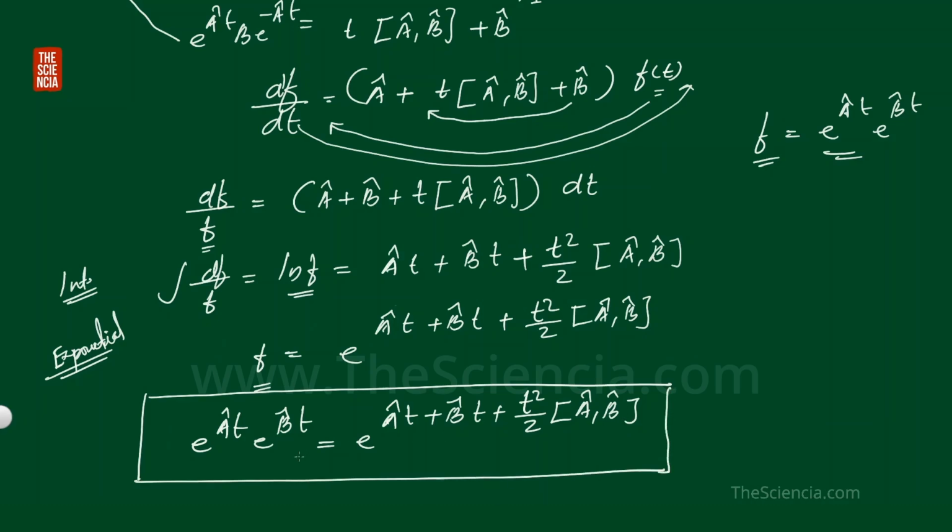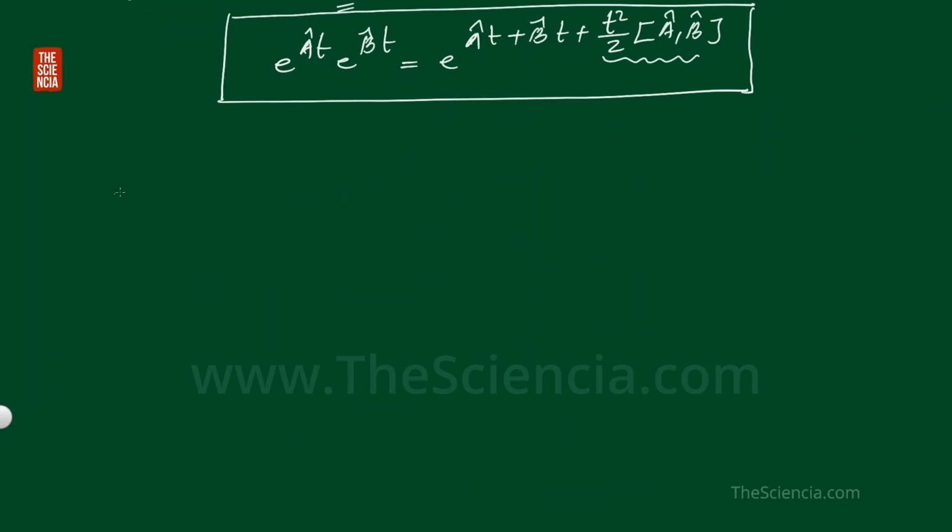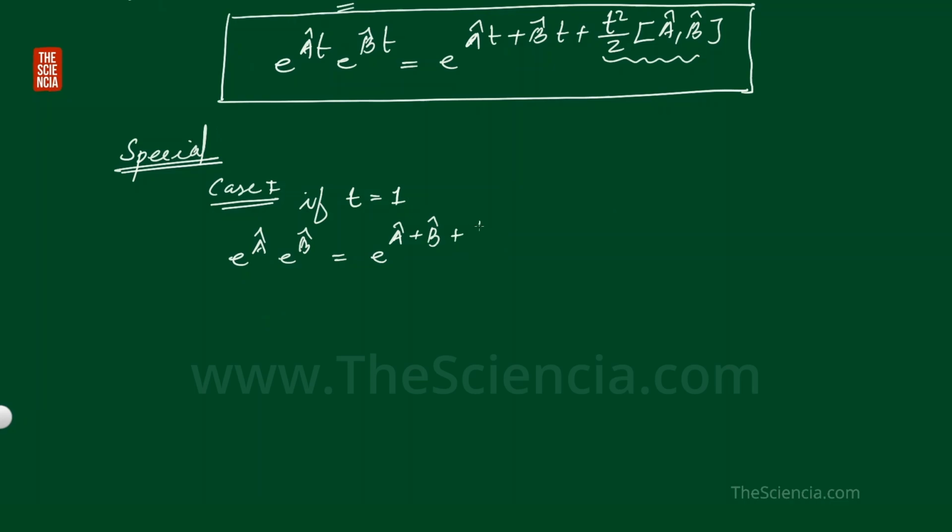See, this is very different from our linear algebra. See, operator algebra is different. There is an additional term of t square by 2 commutator A B, right? Now let us consider some special cases. Case 1. If the t value, the parameter value, is equal to 1, then what we will get? We will get e raised to A, e raised to B is equal to e raised to A plus B plus 1 by 2 commutator A B.